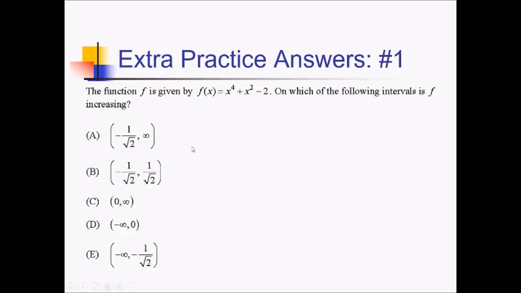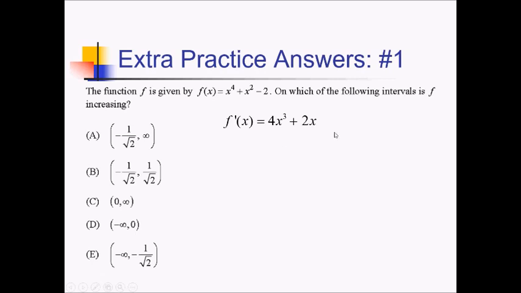On this problem, we're given this f function here. We want to know where this function is increasing. So to figure this out, we just need to figure out where its derivative, f prime, is positive. Let's get the derivative. That's going to be 4x to the third plus 2x. And to see where it's positive, we're going to solve for some critical values.